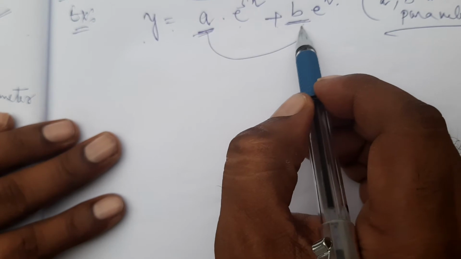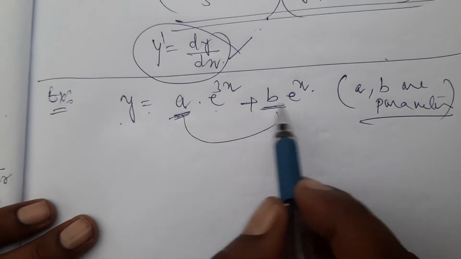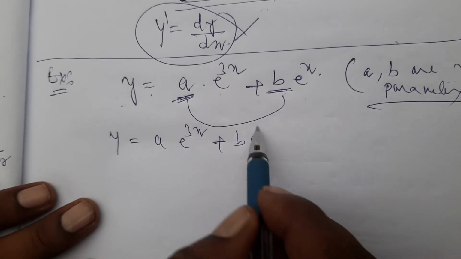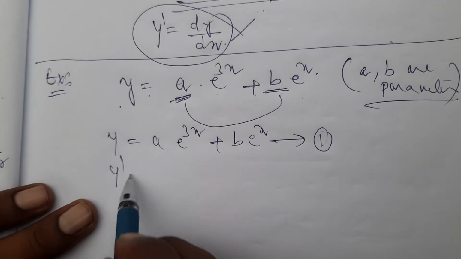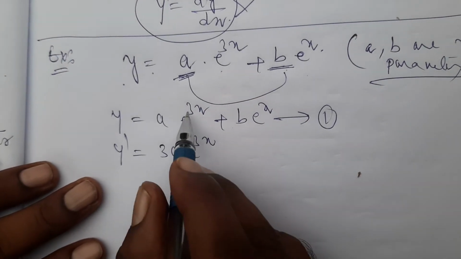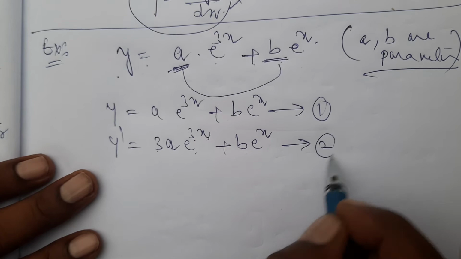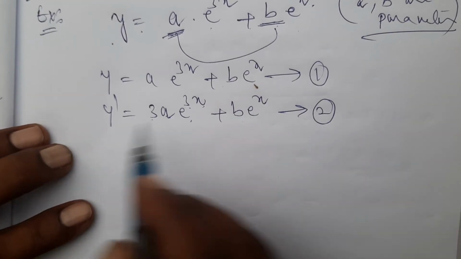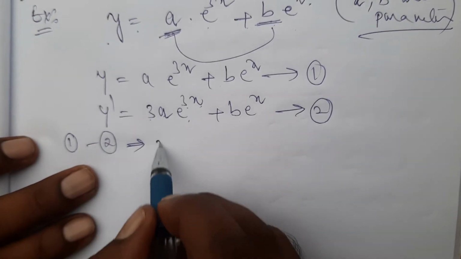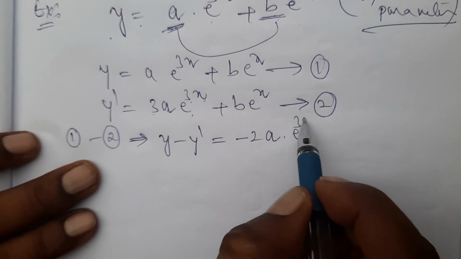These two are the parameters, which means how many times do we have to differentiate the equation? Two times we have to differentiate and eliminate a, b. So this is the first equation, y equals a e power 3x plus b e power x. Now y dash equals 3a e power 3x plus b e power x. Now first eliminate the e power x value. How can you eliminate? Equation 1 minus 2. If I do 1 minus 2, then what do I get? y minus y dash equals minus 2a e power 3x.